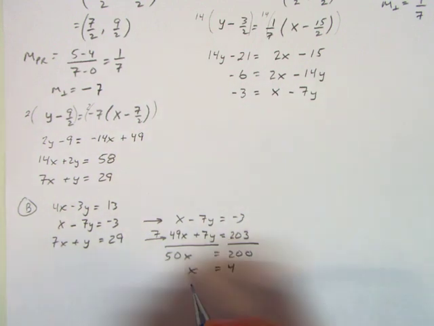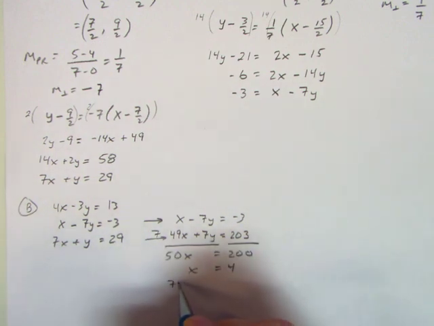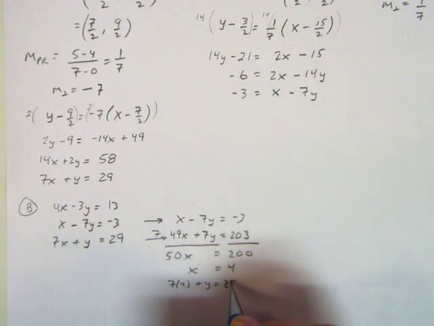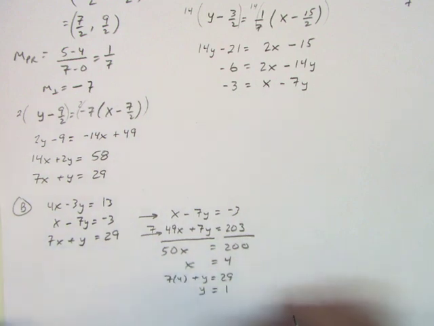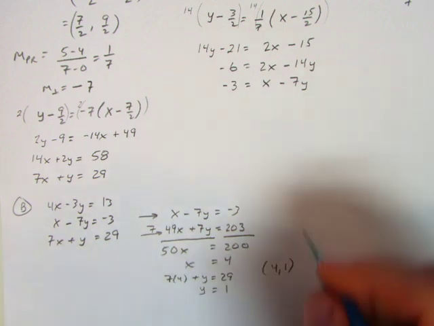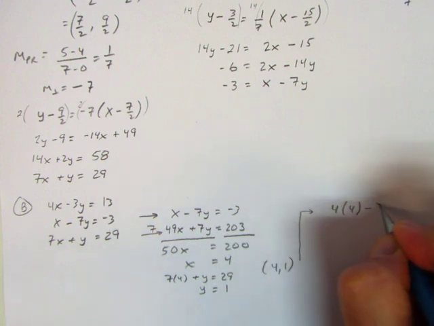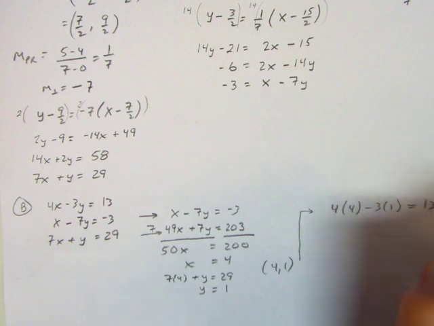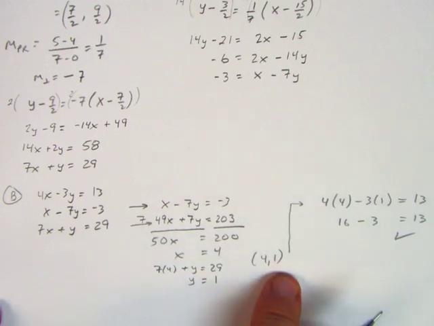Plug it back into one of the two equations and find out what the y value is. I'm going to plug it into the second one. So I have 7 times 4 plus y equals 29. So that's 28. So y is 1. Now I have this point 4 comma 1, and I need to verify, does that actually work in the third equation? So that will be 4 times 4 minus 3 times 1. Does that equal 13? 16 minus 3 equals 13. Yes, that checks out. So we verified that this point 4, 1 is called our circumcenter.